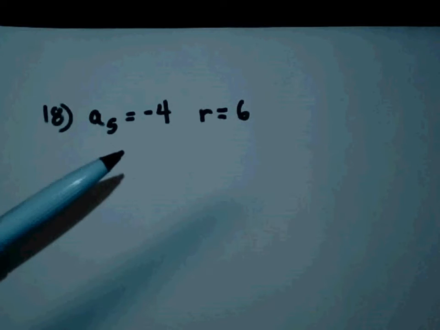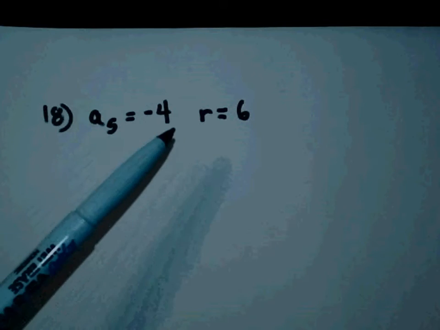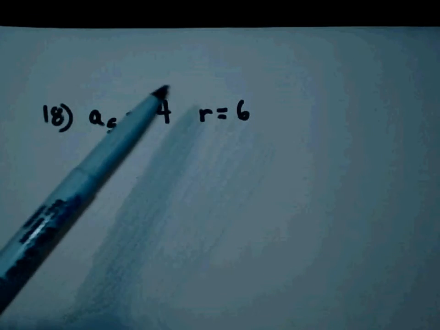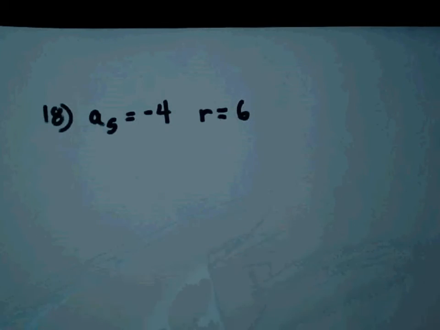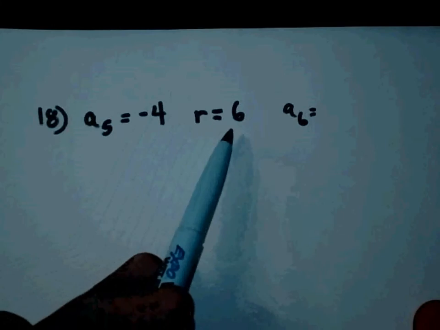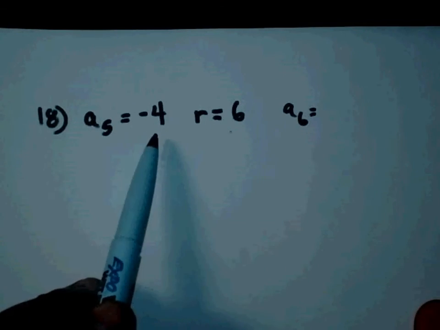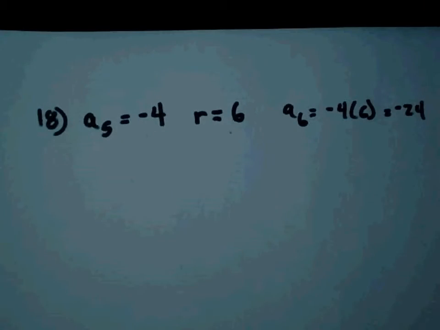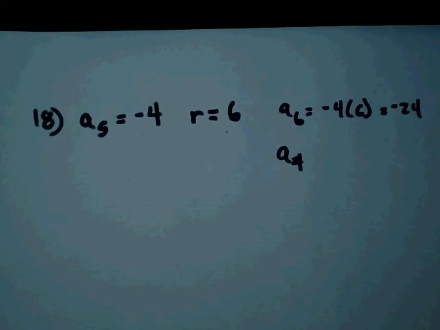If I ask you to give me the 6th term, what are you going to do with this R and -4 to get A6? I'm going to take the common ratio and multiply it by that term, which is -4 times 6, and it's going to equal -24. As I move forward, I'm going to have whole numbers. But if I go backwards, I'm going to start getting decimals. Here's what would happen if I wanted the A4 term.